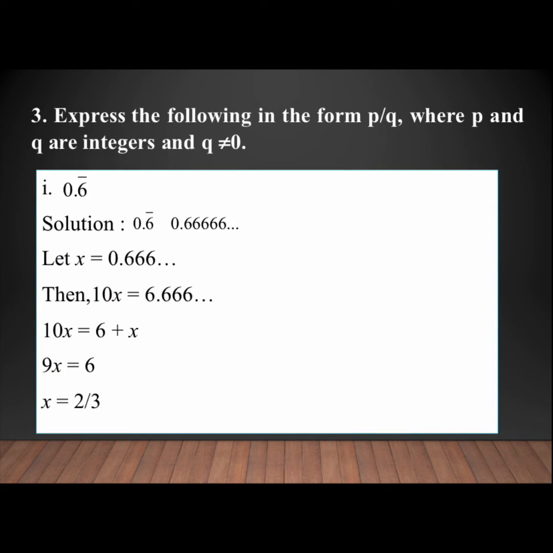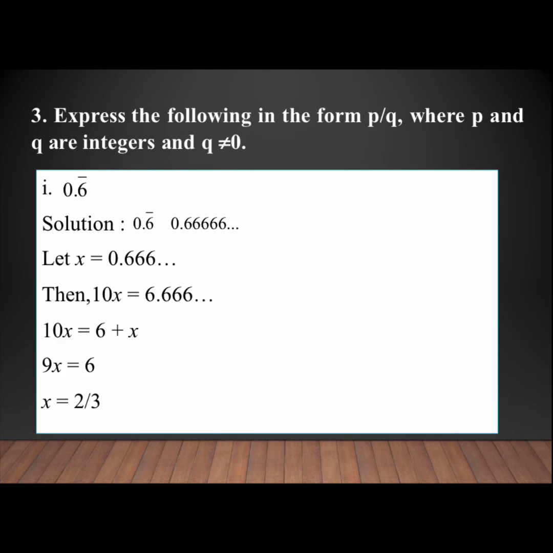We have to express the following in the form p by q, where p and q are integers and q not equal to 0. The first one is 0.6 bar. To solve it, firstly we write 0.6 bar as 0.6666. Now let x equal 0.6666. Multiplying the above by 10, we get 10x equals 6.6666. We can write it as 10x equals 6 plus x, where x is 0.6666.